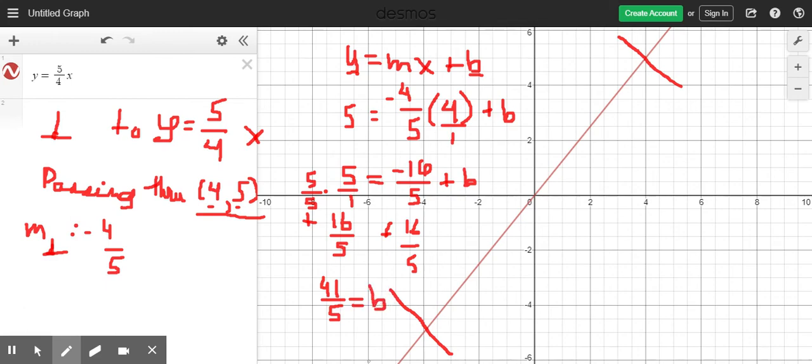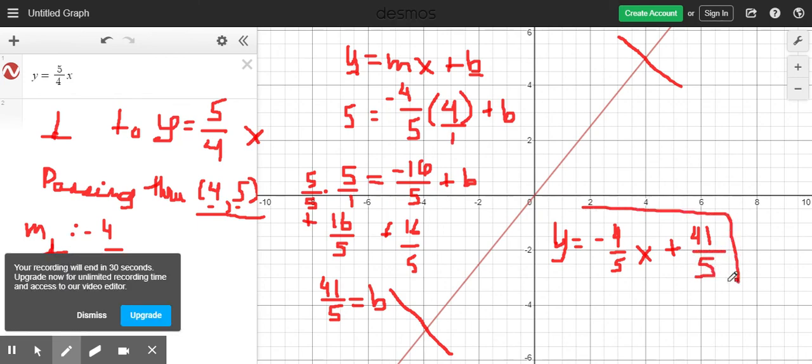So now we can write that final equation that y is equal to our new slope, the perpendicular slope, -4/5 x, and the b value we have now found is 41/5. And notice your final answer has y and x in it.